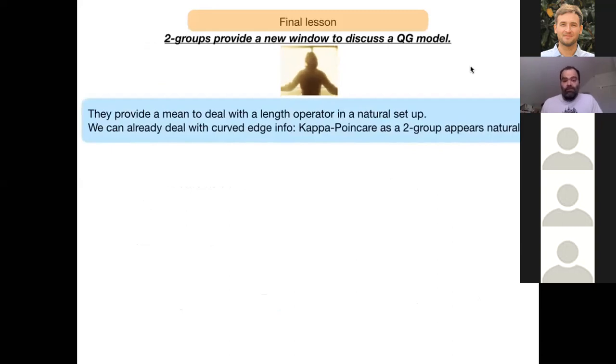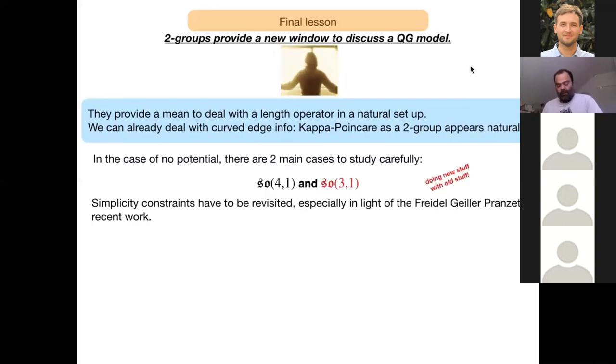Okay, so the final lesson, since my time is up, is that I think two groups provide a new window to discuss a quantum gravity model, a new type of spin foams. And I thought it was very nice that the notion of kappa-Poincaré space was recovered, but now as a two group structure. So now we are looking at these cases, and I think this case is very interesting because we could really revisit it in light of what Mark and his collaborators have been doing, and see whether there's some application.